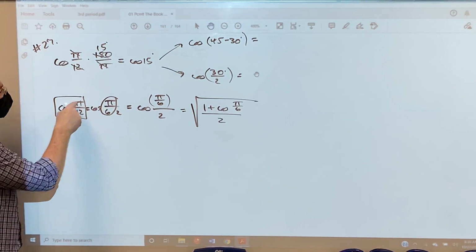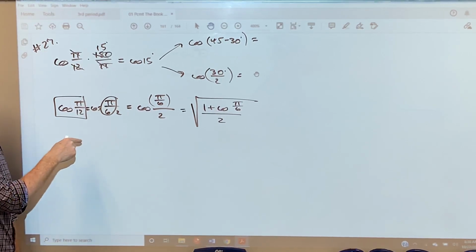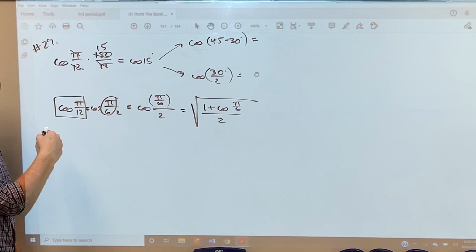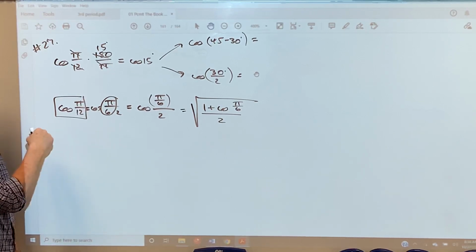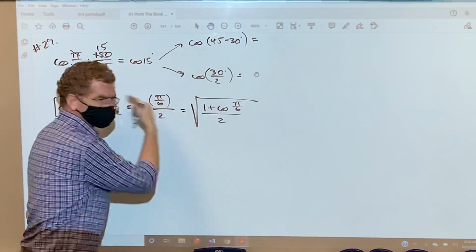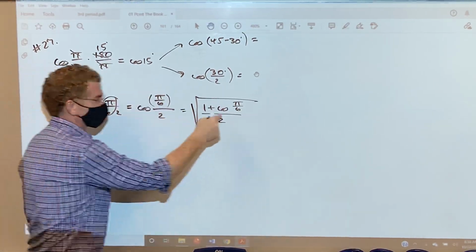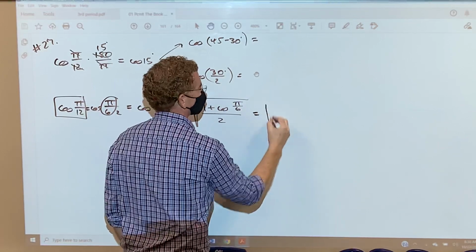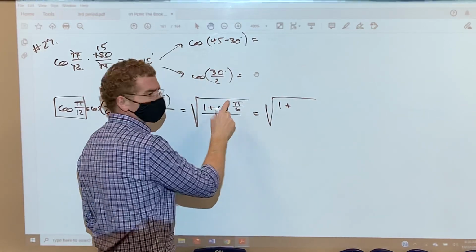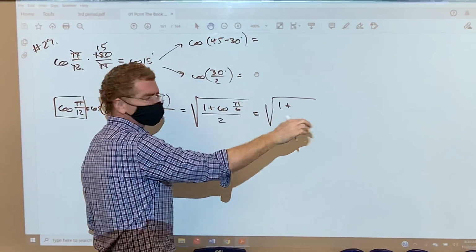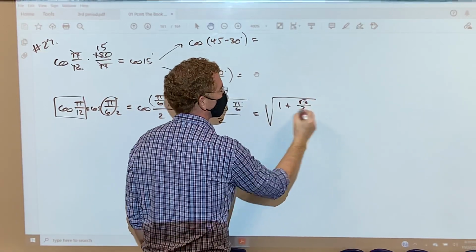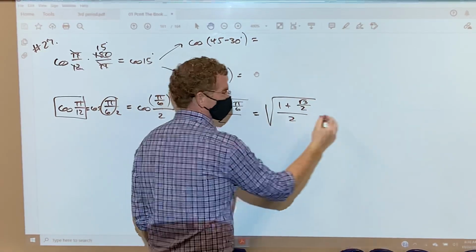Okay, now if that was cosine of 11 pi over 12, 11 pi over 12 is near what? It's right near pi. That's in the second quadrant. Cosine would be negative there, wouldn't it? So I would go with negative. But this one's in the first quadrant, so I go with positive. Now, right here, he said, what do you do when you have cosine of pi over 6? Cosine of pi over 6 is square root of 3 over 2. How do I go from here, what do I do from here?